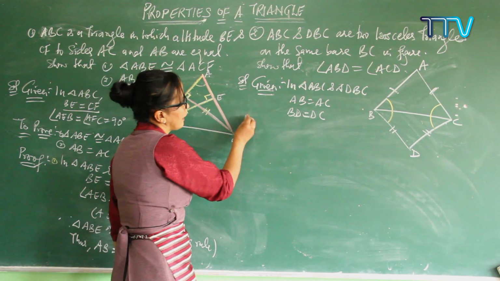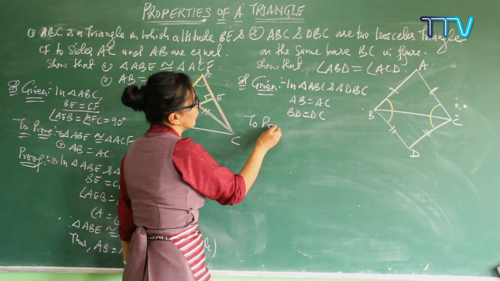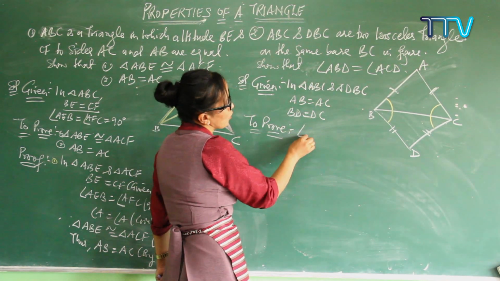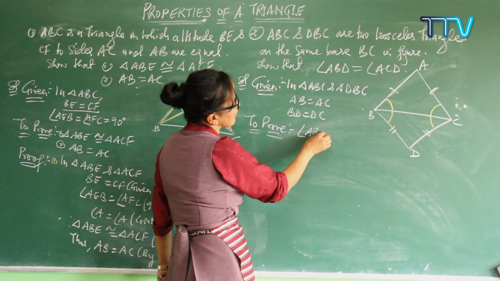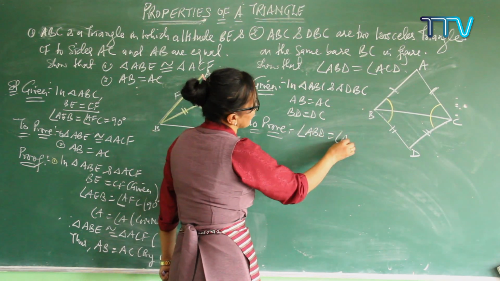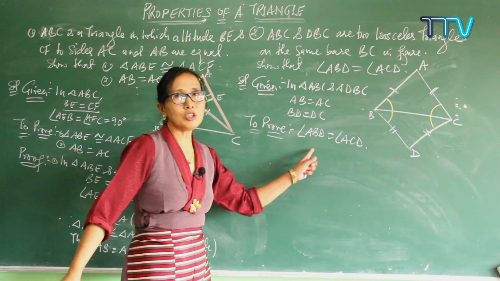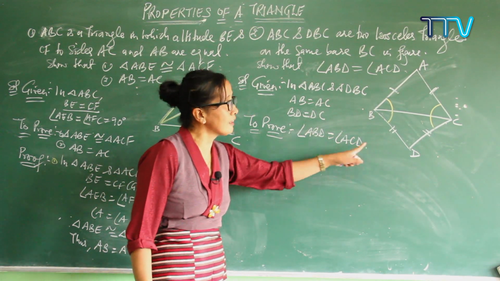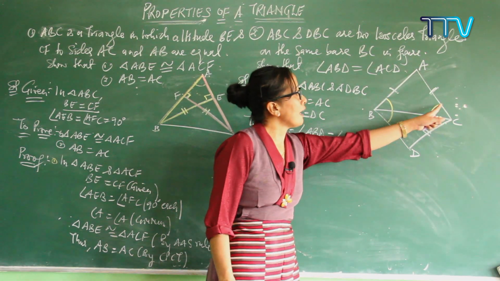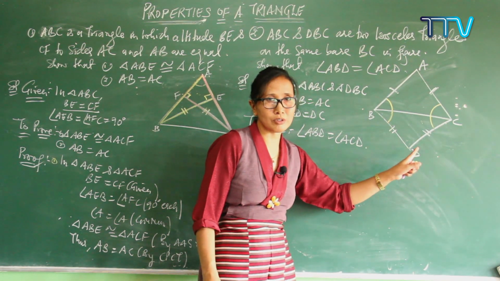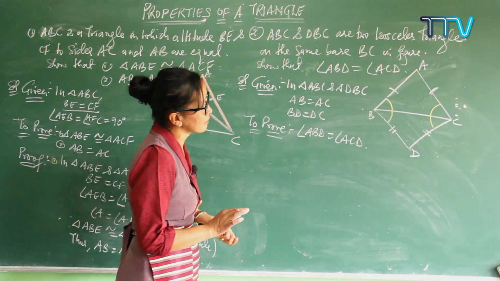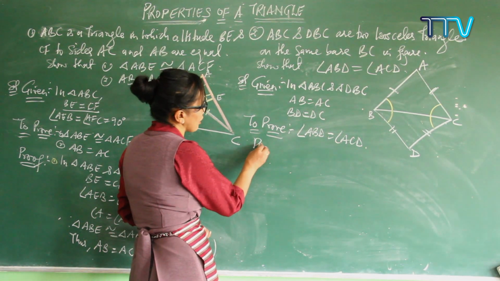Okay, and then to prove, what do you need to prove? So here, what is your question? Your question is this: you have to prove that angle ABD is equal to angle ACD. So you need to prove that the angles are equal to each other. This angle and this angle are equal to each other. Do you get it? And now come to here. There is no construction. You don't need to draw any construction. Start proving. Okay. How do we prove?